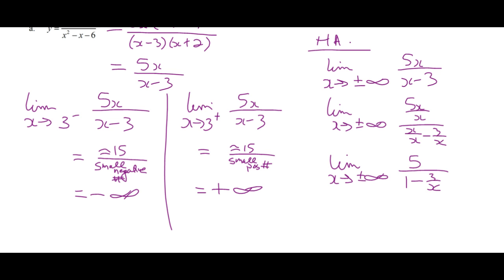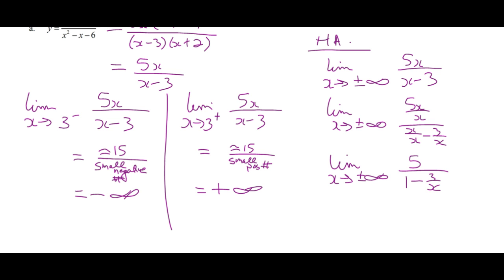It approaches... no, as x gets really big, 3 divided by a really big number is 0. So it becomes 0. So now the question comes, do we need to examine plus infinity and minus infinity differently, right? So we say, okay, if this is 0, we're just going to get what? 5, right?